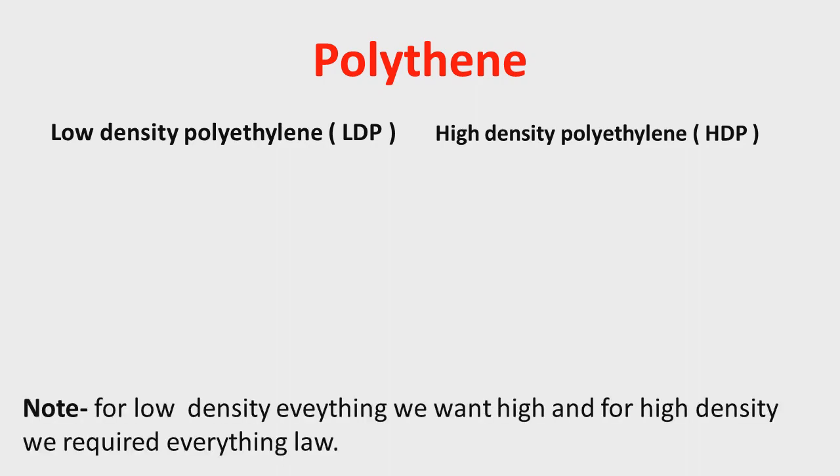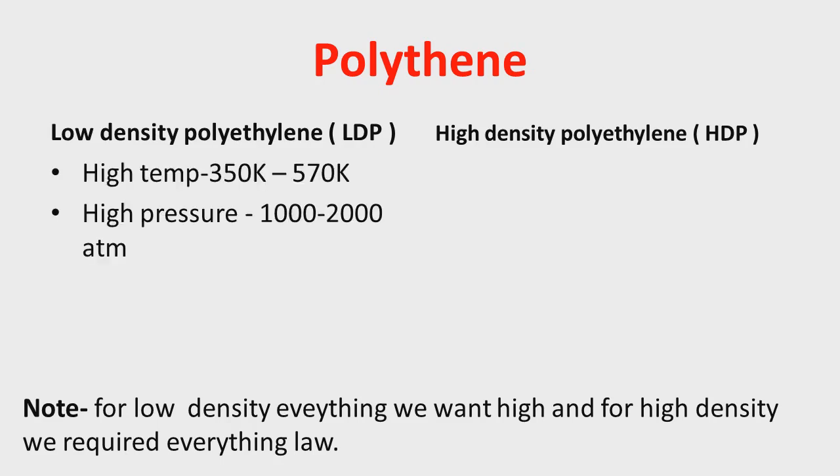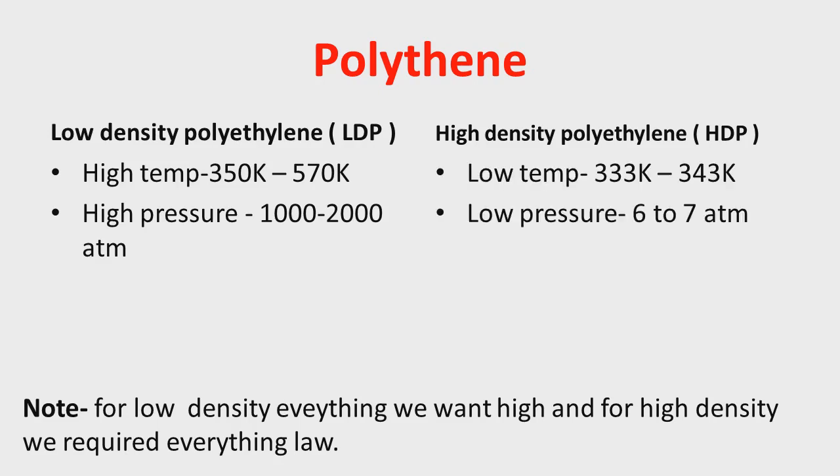Before that, you have to remember one thing: for low density, everything we want is high, and for high density, we require everything low. For low density polyethylene we need very high temperature and high pressure, whereas for high density polyethylene we need very low temperature and very low pressure. High temperature means 350 Kelvin to 570 Kelvin and 1000 to 2000 atmospheric pressure, whereas low temperature means 333 Kelvin to 343 Kelvin and 6 to 7 atmospheric pressure.